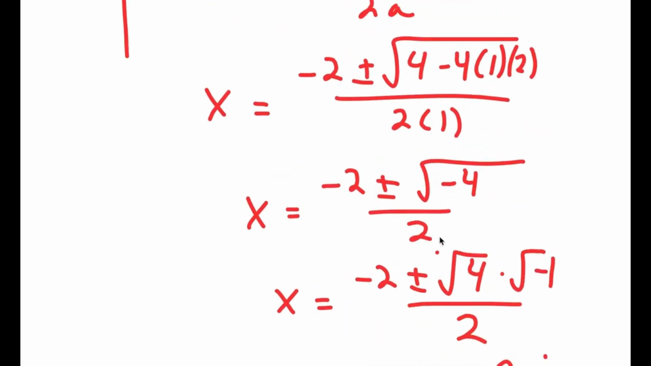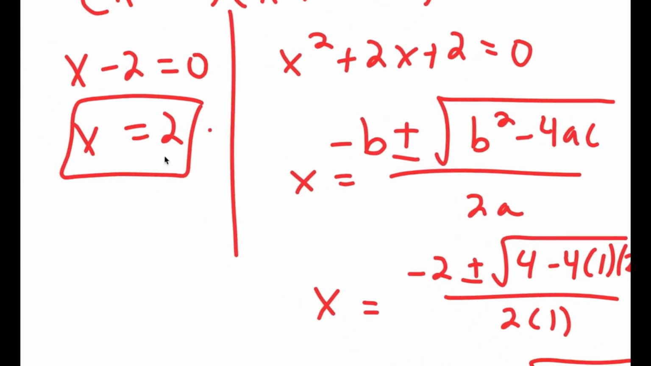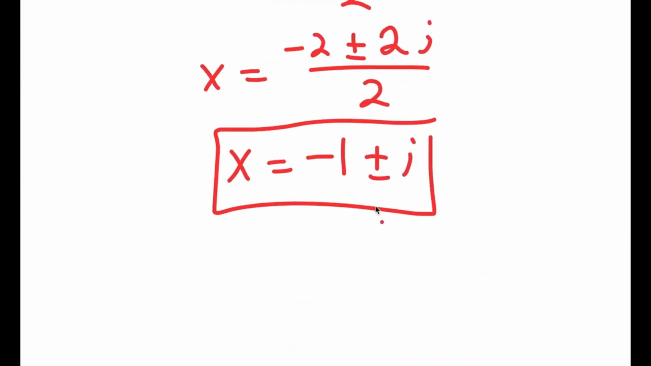So my three solutions to the equation are x equals 2, x is equal to negative 1 plus i, and x is equal to negative 1 minus i.